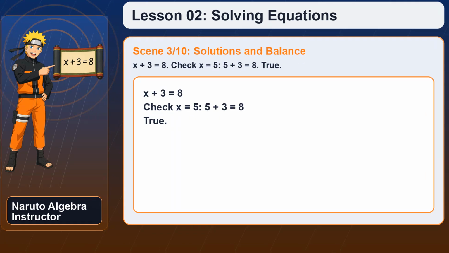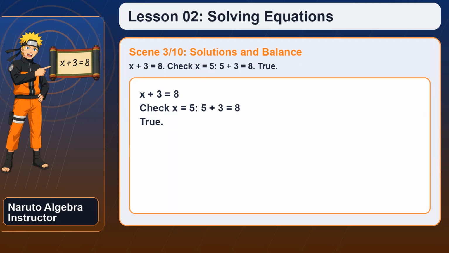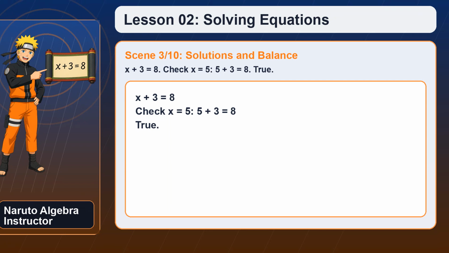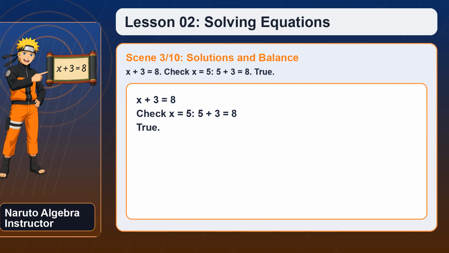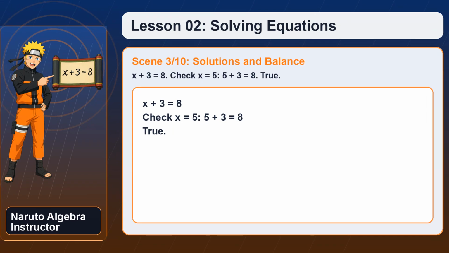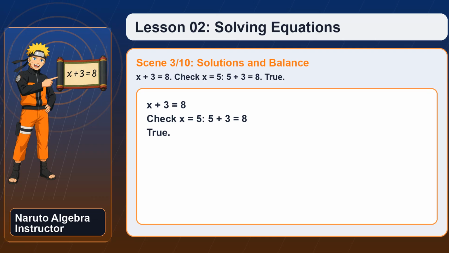A solution is a value for the variable that makes the equation true. For x + 3 = 8, the value 5 is a solution because 5 + 3 = 8. Checking is how we confirm the mission is complete. Replace the variable with the value, and see whether both sides match.